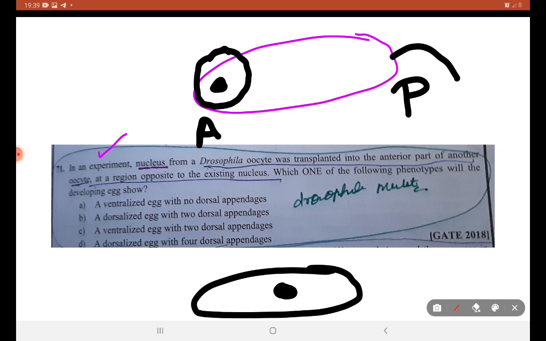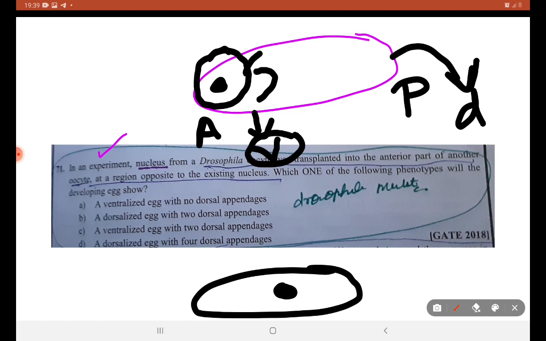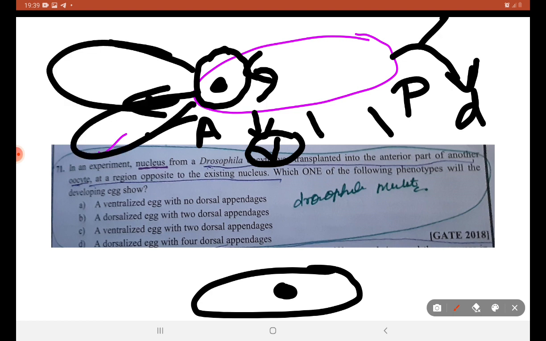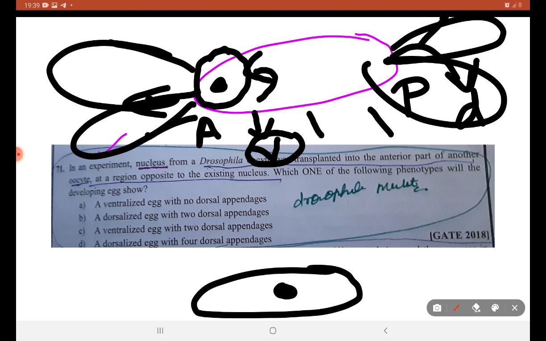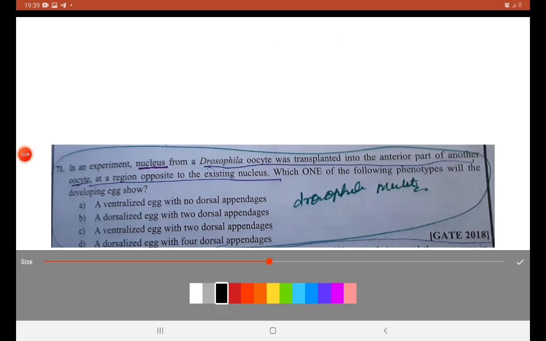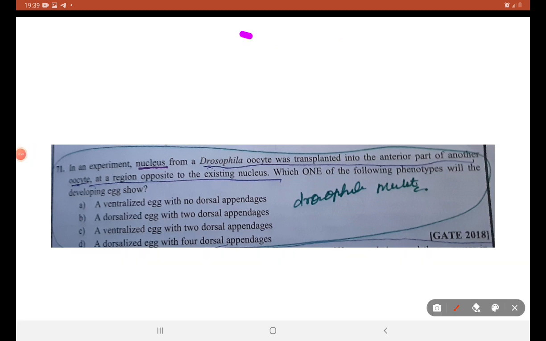For this cell, this part is back portion, that is dorsal. For this egg cell, this side is ventral. This induces the cell to be ventral in this side, dorsal in this side. So complete egg will be dorsalized. Here we have dorsal appendages. Here we have dorsal appendages. So dorsalized egg with 4 dorsal appendages can be seen. Hope clear. Let me make it clear again.